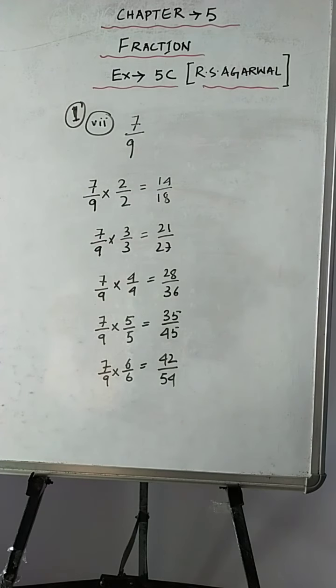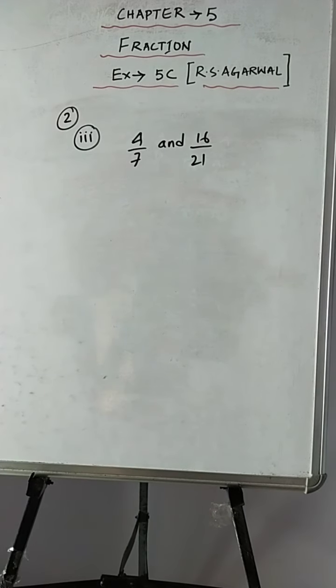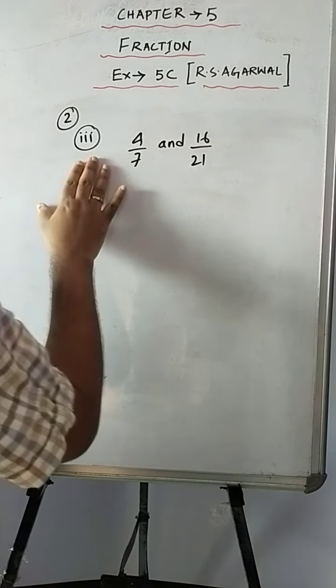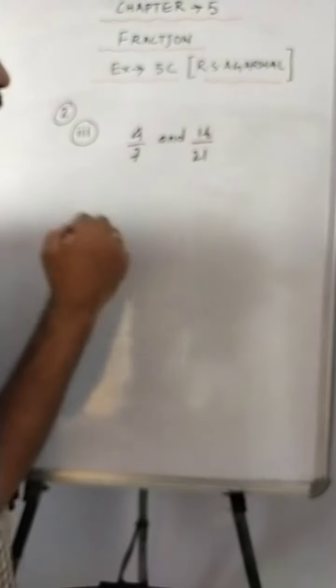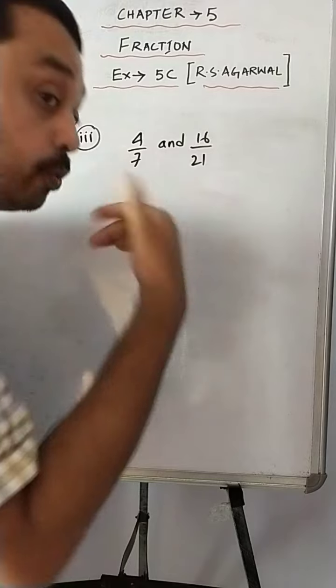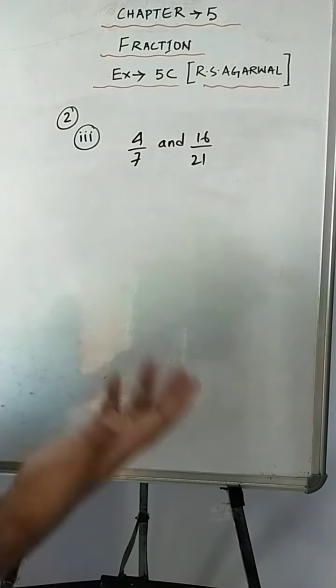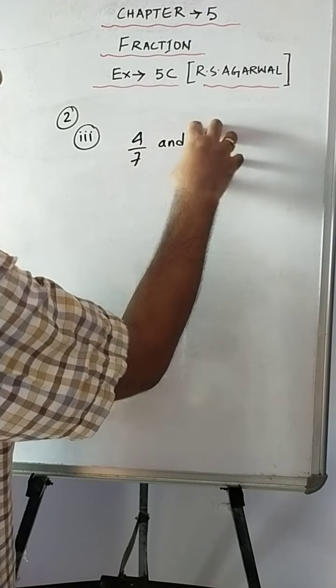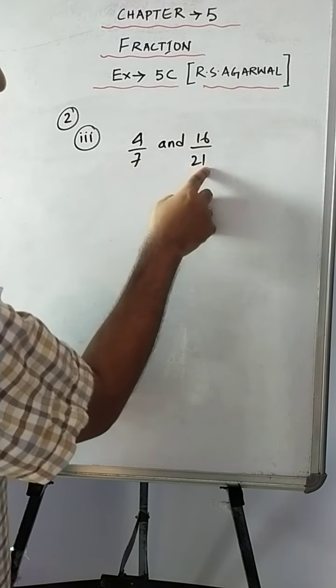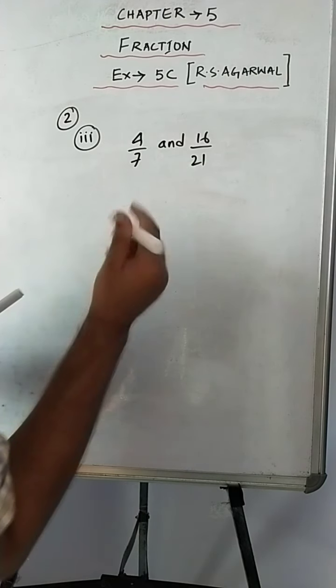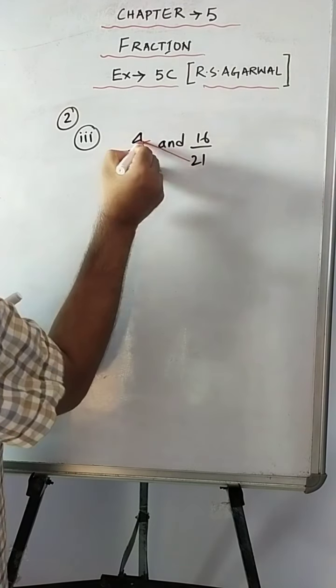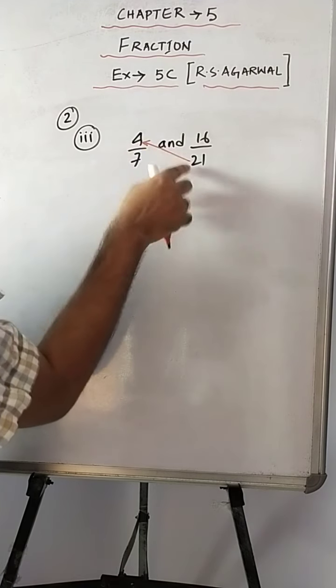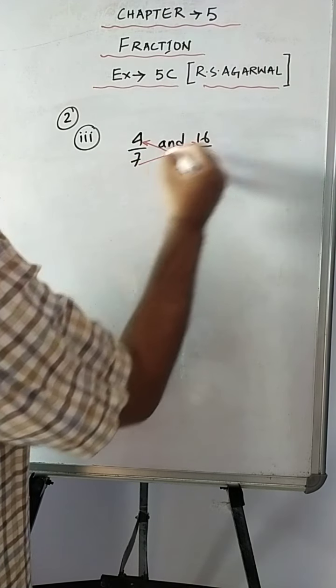Now let's move on to the next sum, that is sum number 3 of question number 2. In sum number 3, 2 fractions are given and you have to say whether 4 by 7 and 16 by 21 are equivalent to each other. How do we make a judgment on this? If this type of question comes, where 2 fractions are given and you have to say whether these 2 are equivalent or not, what do you have to do? You have to find the product of these 2 numbers and also the product of these 2 numbers.